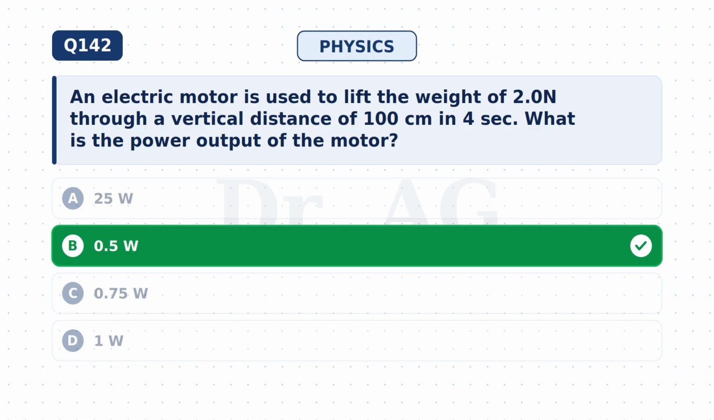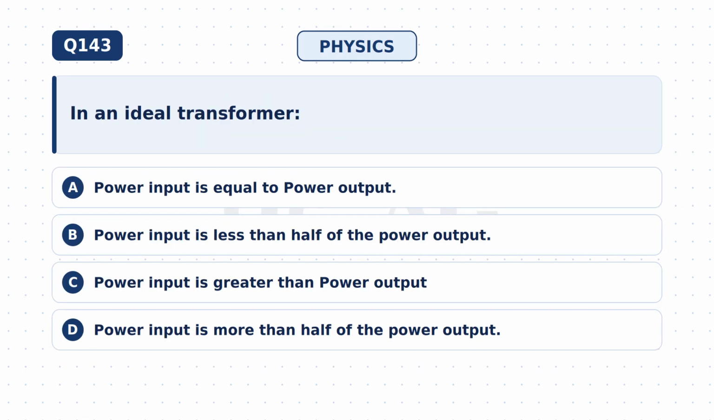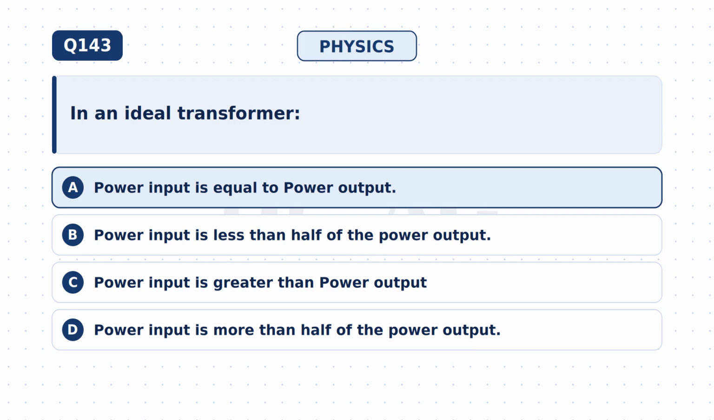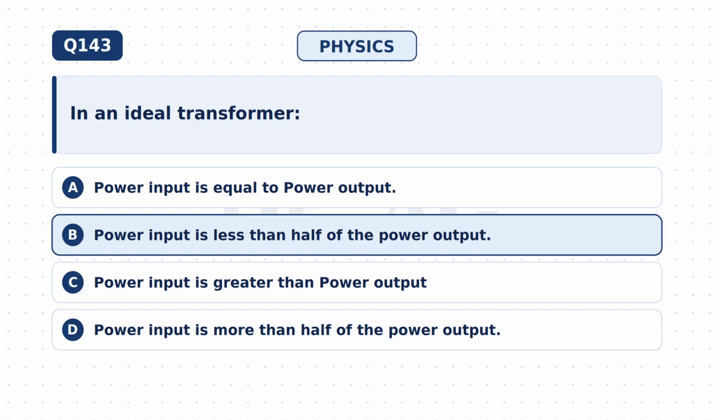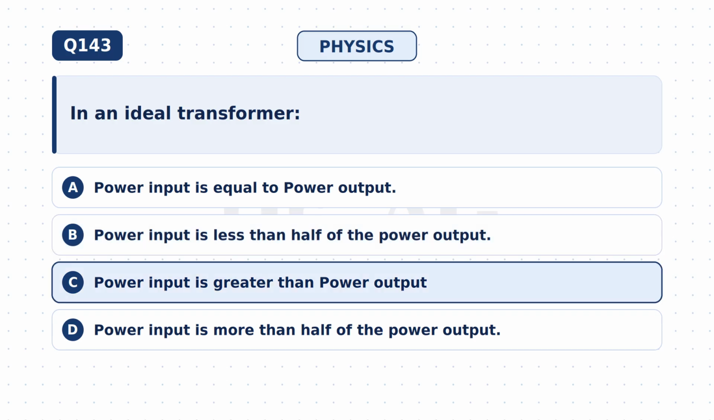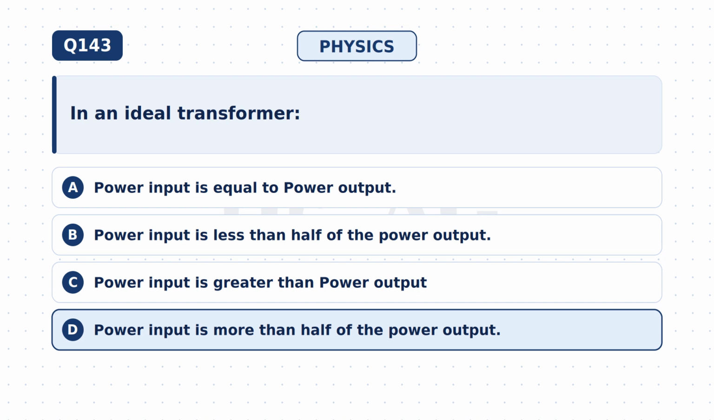The correct answer is B, 0.5 watt. Question 143. In an ideal transformer, Option A, power input is equal to power output. Option B, power input is less than half of the power output. Option C, power input is greater than power output. Option D, power input is more than half of the power output.